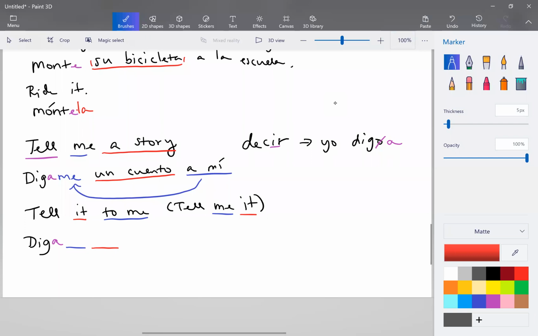Any thoughts? And why did you choose lo, Jenny? Because cuento is... Oh wait, I forgot a word. That's okay. It's masculine and singular. Yep, masculine, perfect. I knew that you were on the right track. So it's masculine and it's singular, so we need lo. And we can see that all of these are attached right to the end of our command because we're telling someone to do these things.